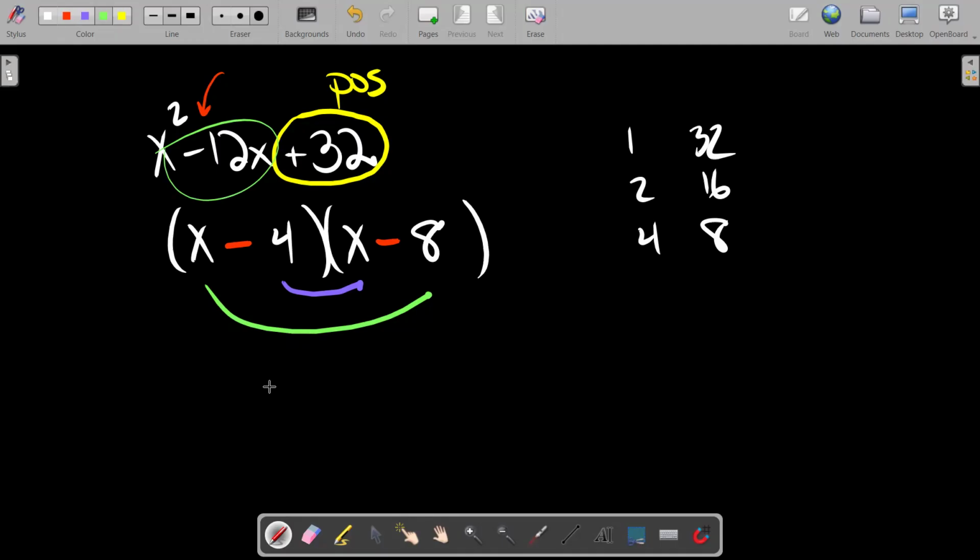So that's the warm up. That would be what I would call a level 1, where there's no number in front of x squared. Do you have any questions yet? Okay. So now it gets a little bit trickier.